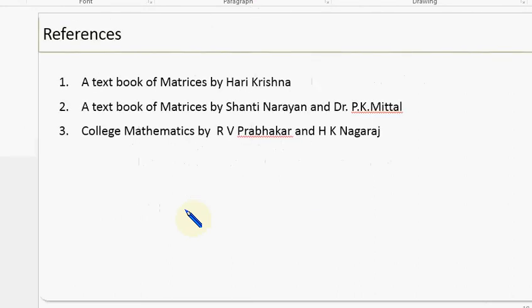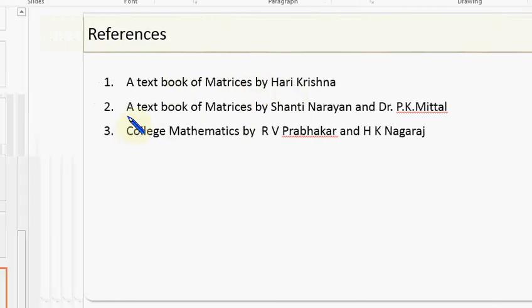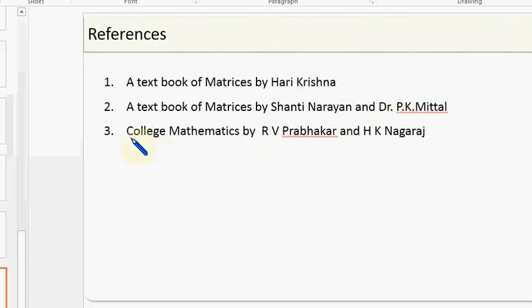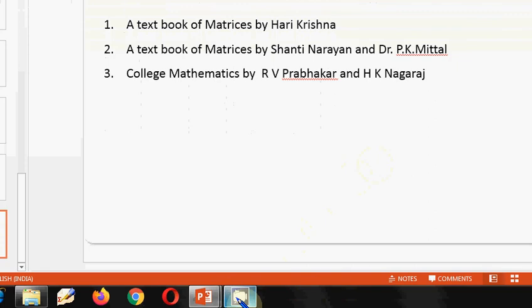Next, the reference books: A Textbook of Matrices by Hari Krishna. Next, A Textbook of Matrices by Shanti Narayan and Dr. P.K. Mittal. The next book is College Mathematics by R.V. Prabhakar and H.K. Nagaraj. Thank you.